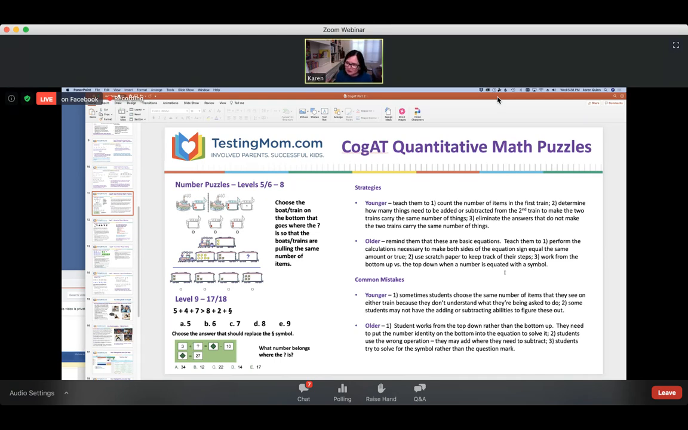With older kids, these are just basic equations. So just remind them that they need to perform all the necessary calculations to make the equation signs equal, or sometimes it's more or less. So they've got to look at that sign that they have right here, because that guides what they're looking for. And when it's like this, where you have a diamond equals so-and-so, make sure they work from the bottom up to figure it out.